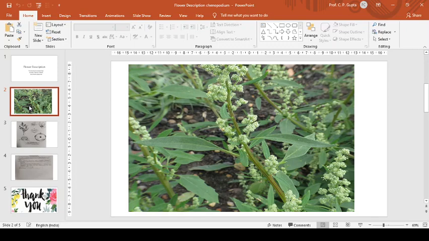Some of the genera with their common names and approximate number of their worldwide reported species are Atriplex, about 200, also known as saltbush, Salsola with 150 species, also known as glasswort, Chenopodium with over 150 species, also known as goosefoot, Kochia with 90 species, Beta, that is sugar beet or chukandar, with 6 species, and Spinacia with 3 species, also known as spinach or palak.